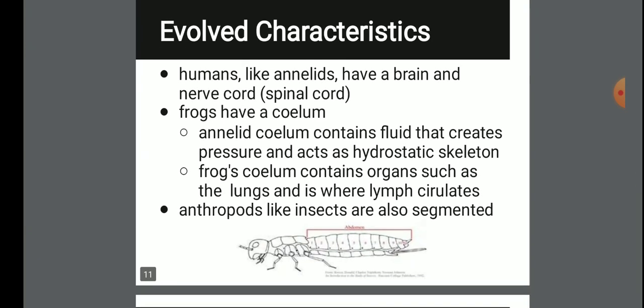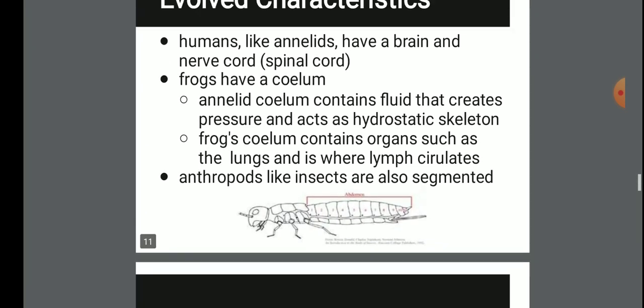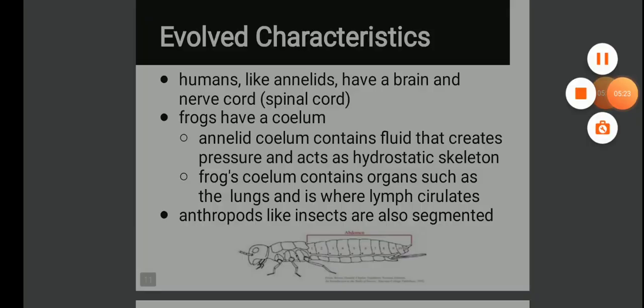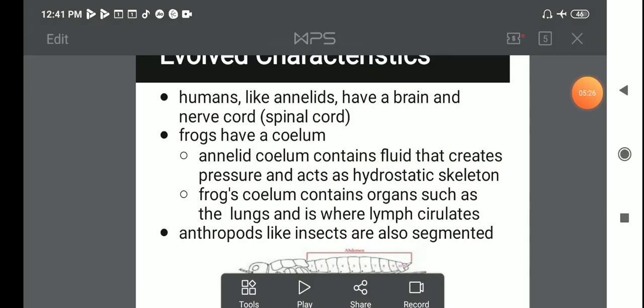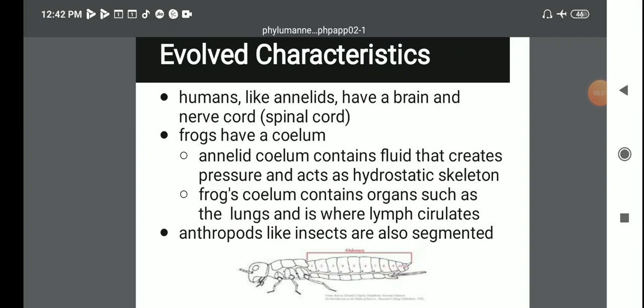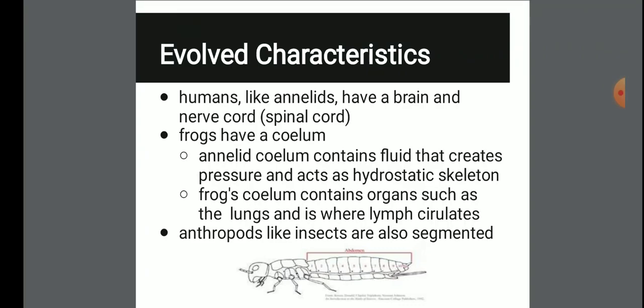These are the evolved characteristics. Humans, like annelids, have a brain with a nerve cord, that is the spinal cord. Frogs have a coelom. Annelid coelom contains fluid that creates pressure and acts as a hydrostatic skeleton. A frog's coelom contains organs such as the lungs and is where lymph circulates.